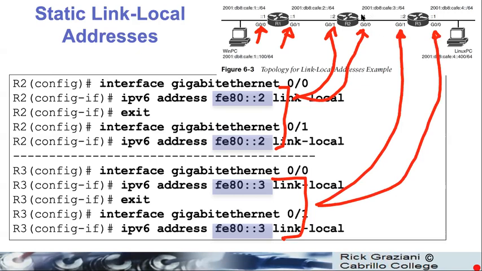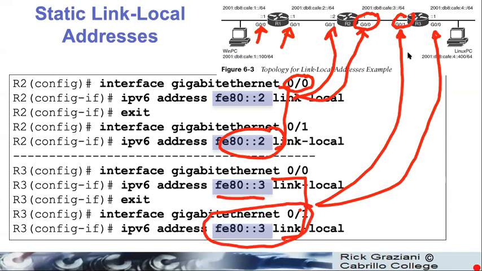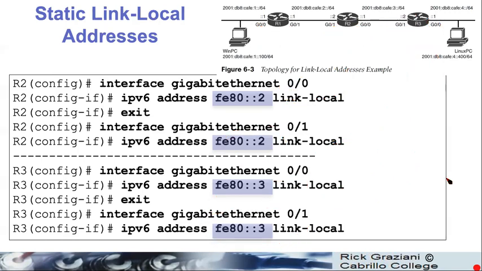So R2's is FE80::2 on this interface here. Actually, I'm pointing to the wrong one, but this interface here, there we go. And let me make sure I get the right one here. R3 is FE80::3 on this interface right here. It does have another FE80::3, but that's over here, a different link. They only have to be unique on the link.